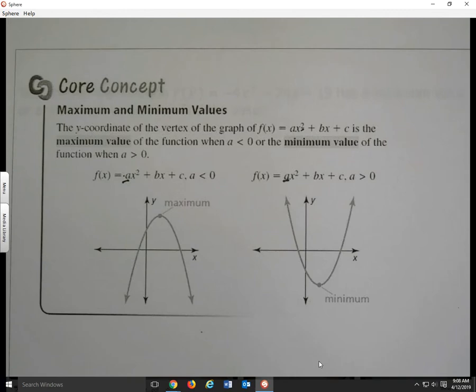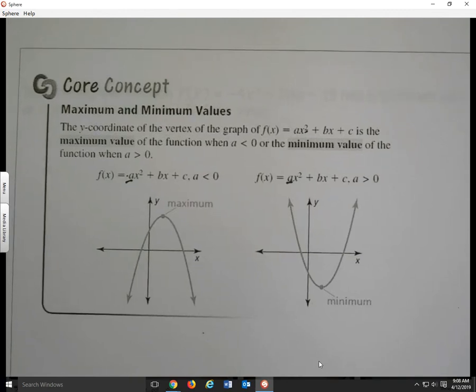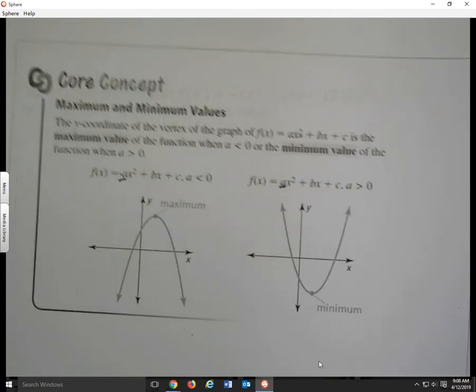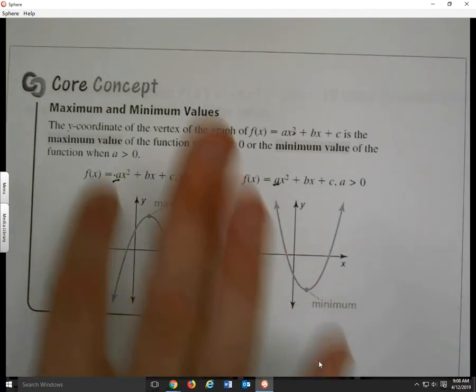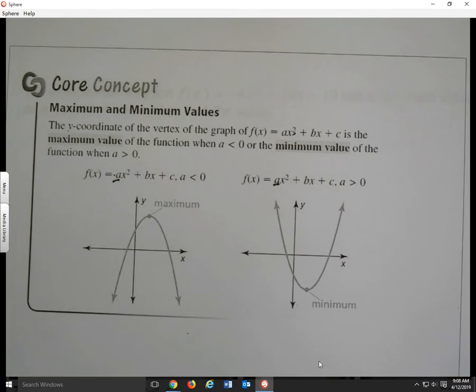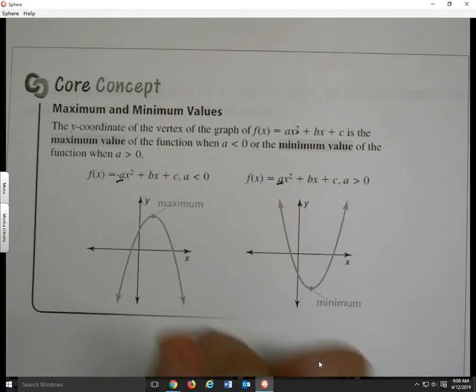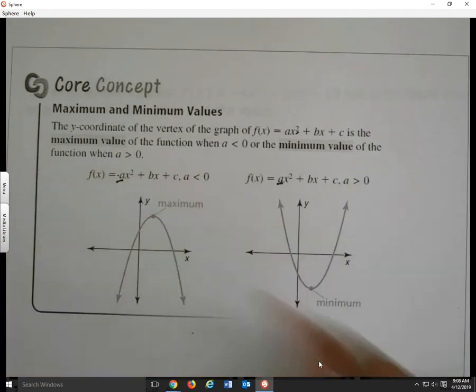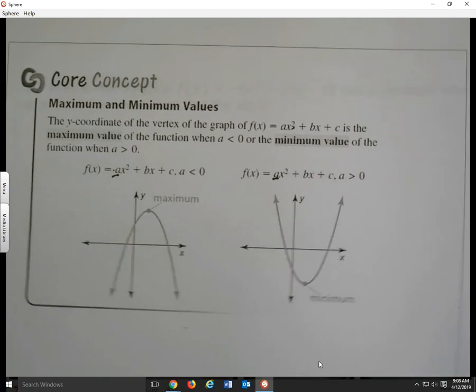It's really that simple. It's that easy. And so you don't really have to do much work to identify something as a maximum or minimum value in itself. So today what we're going to look at is how to first identify it, and then secondly, what is that maximum or minimum value? Where on the y-axis would that be? And we'll talk about how to find that today.